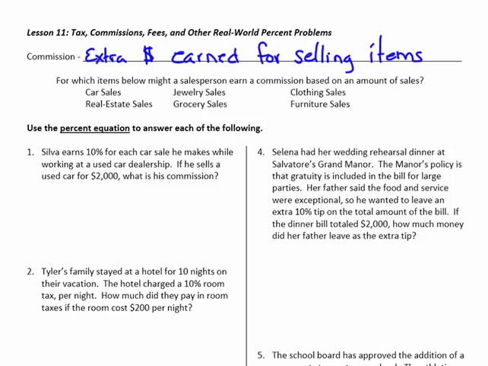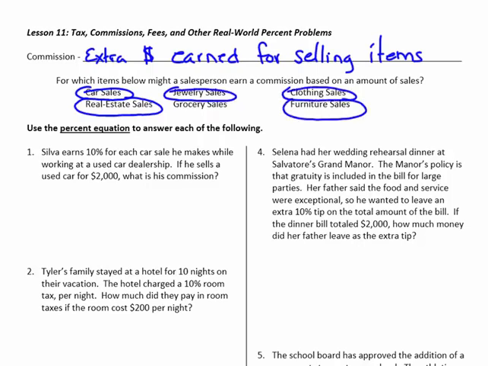So down here we have a bunch of different types of jobs that you might have, and believe it or not, most of these can be based on commission. Car sales, real estate sales, which is sales of homes and property and such, jewelry sales, clothing sales, furniture sales, and believe it or not, even grocery sales, not by the person who's checking you out, but by the wholesale person who's selling the items to the grocery store. All right, so let's get into these.